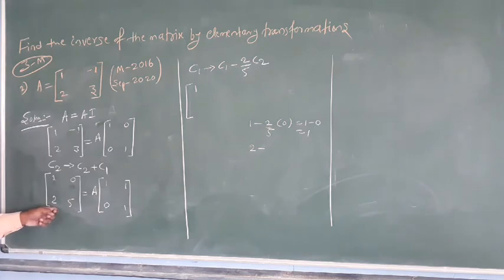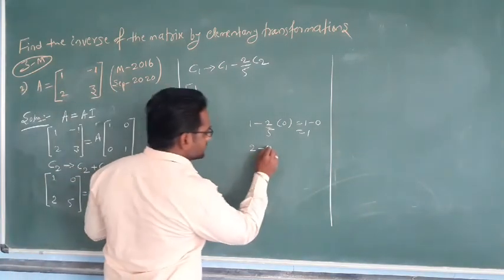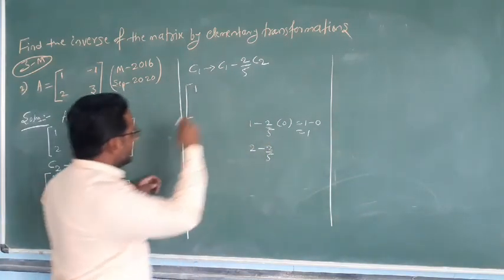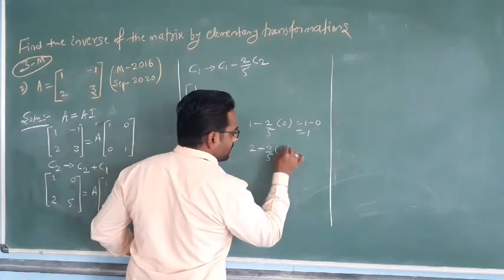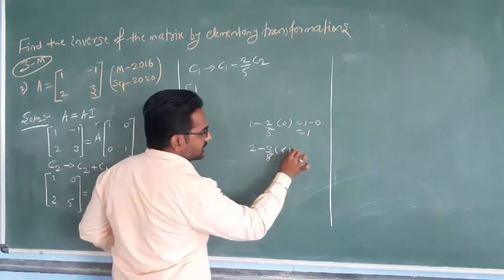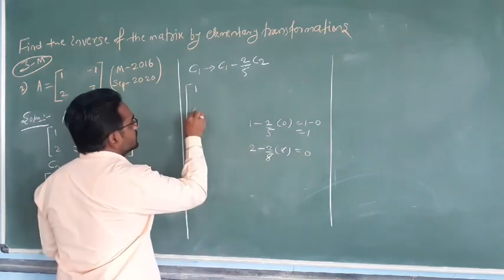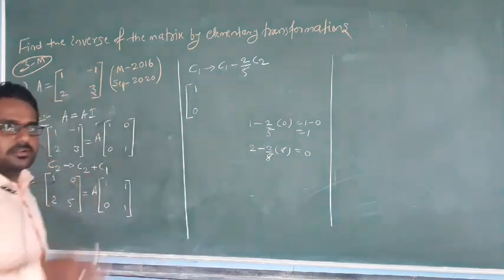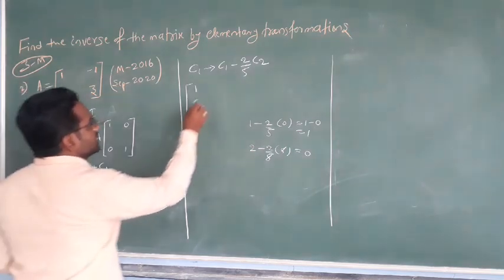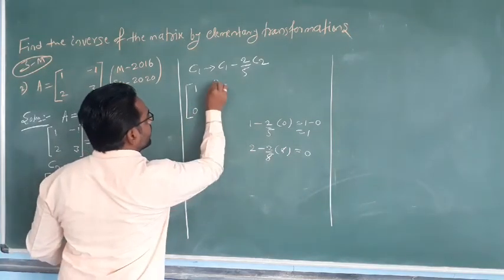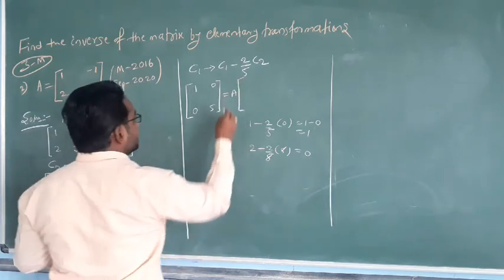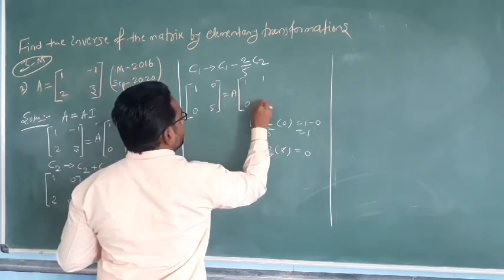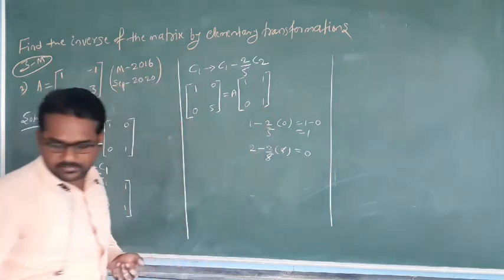First column, second element is 2. 2 minus 2 by 5. Next C2, the C2 value is 5. So 5 gets cancelled. 2 minus 2, that is 0. So the first column got reduced. Again the remaining elements are 0, 5. So that equals the elements of this matrix, 1 1 0 1.